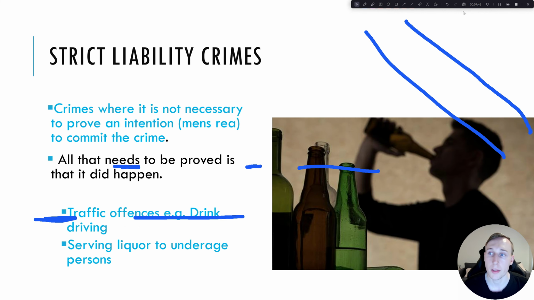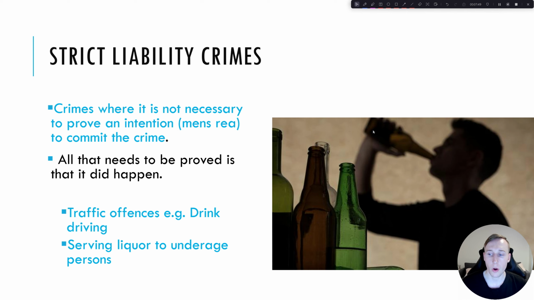Moving on to what's known as a strict liability crime. These are the only types of crimes where you don't need to prove the mens rea, or that mental element of the crime. All the prosecution needs to do when proving a strict liability crime is prove that it happened, but they don't need to prove whether there was any intention, reckless indifference, or anything like that. I always think about serving liquor to underage people as a nice easy one to remember, but also many traffic offences like drink driving or running red lights. The prosecution never has to prove the mens rea there, they just have to prove that you did it.